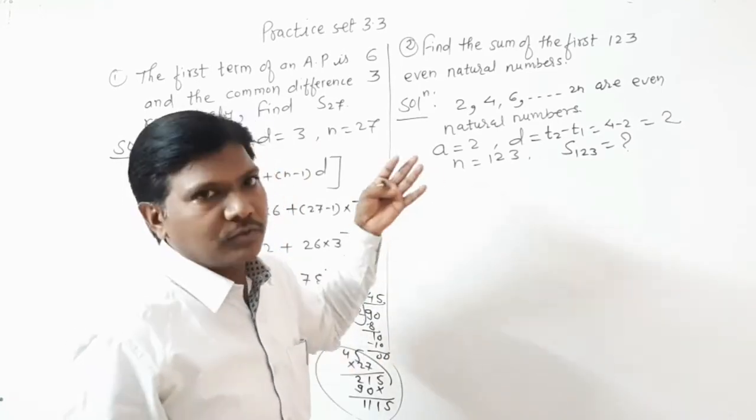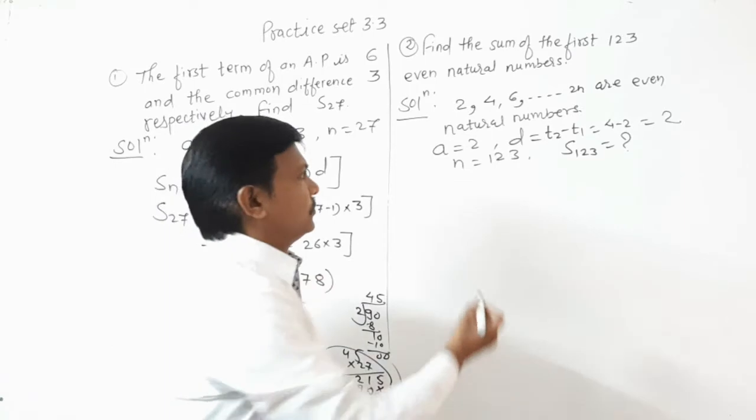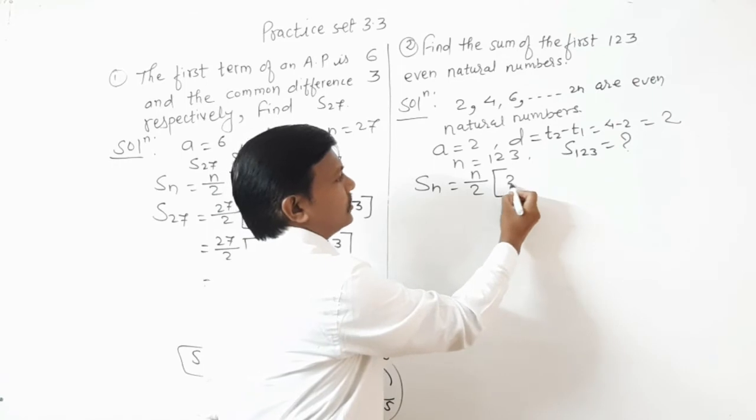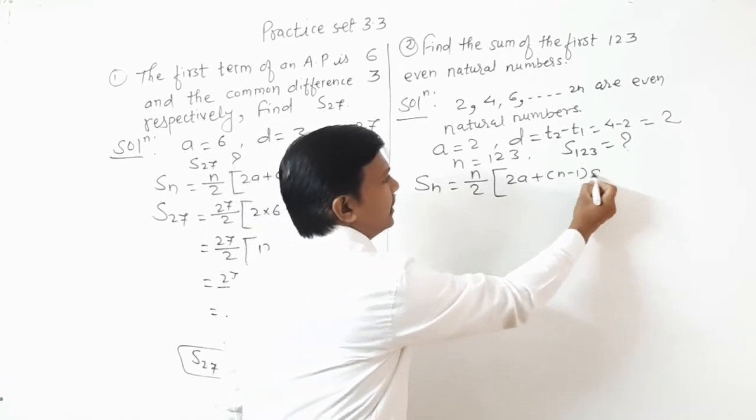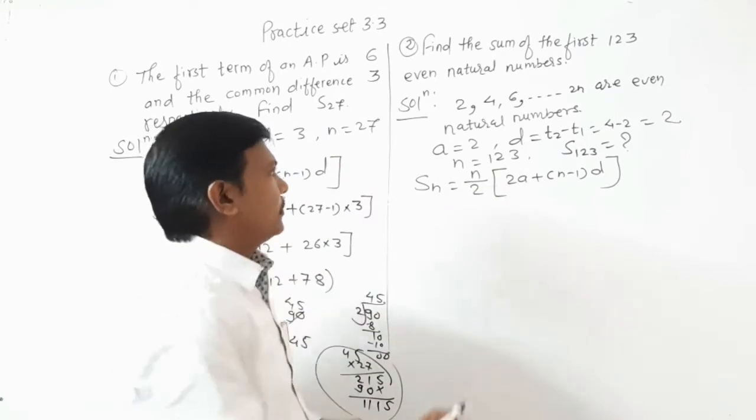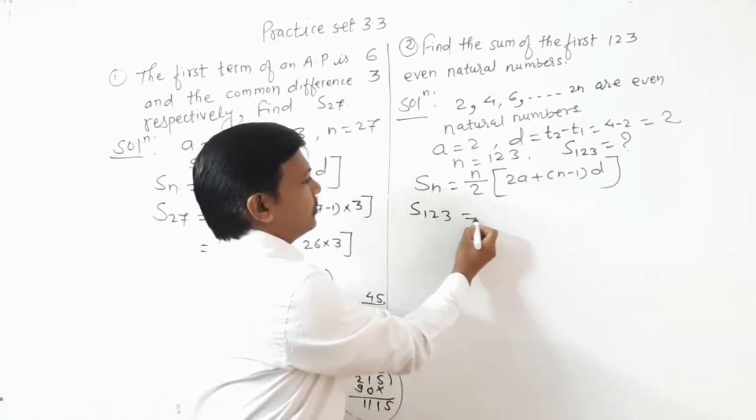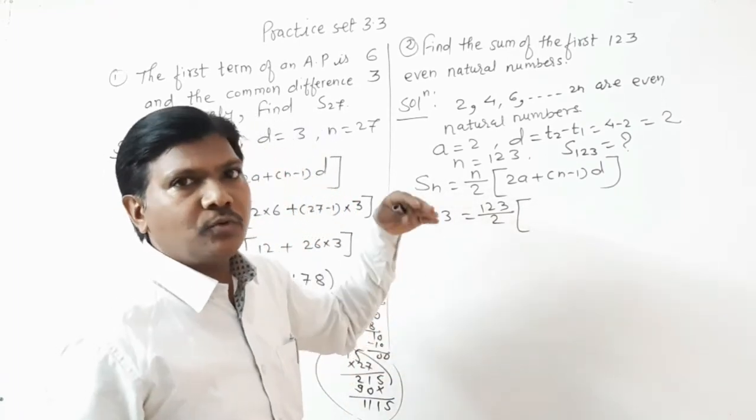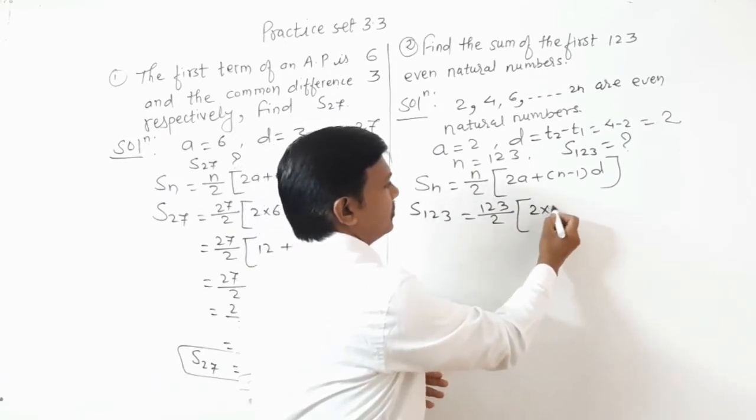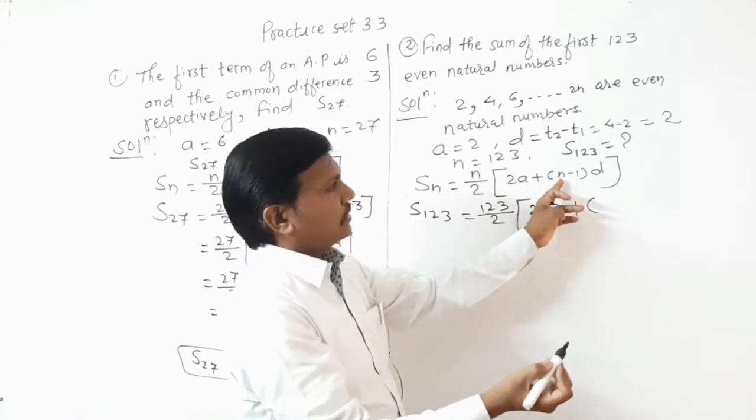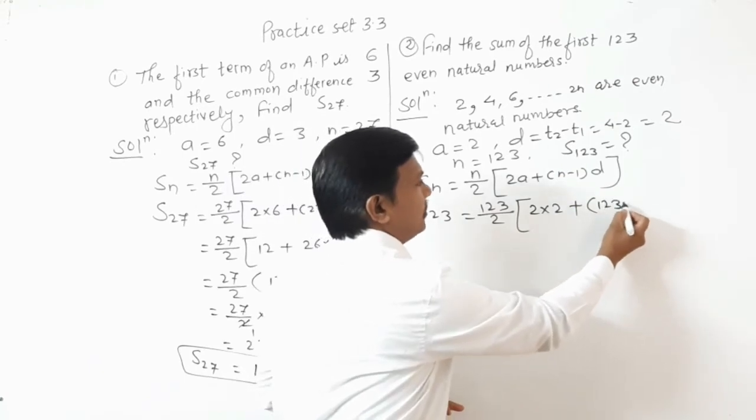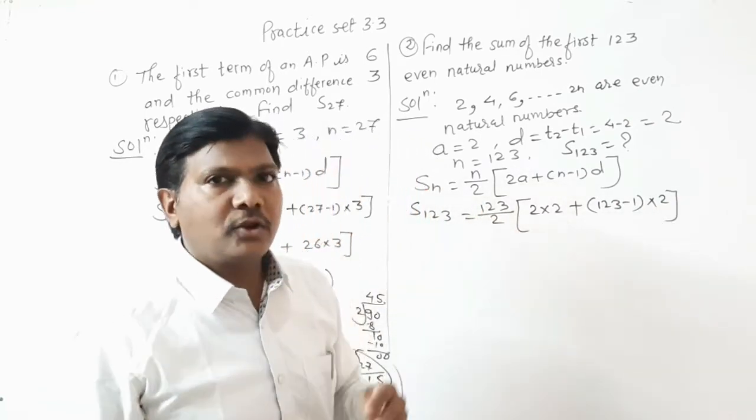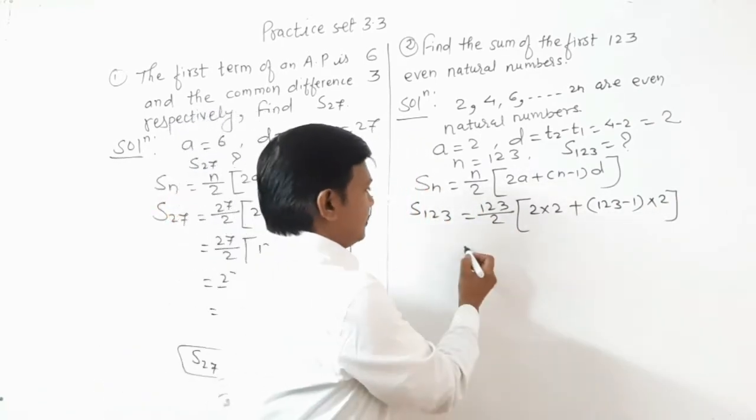So again write the formula and then put these values. So Sn equal to n upon 2 in bracket 2a plus n minus 1 into d. n is 123. So S123 equal to 123 upon 2. Then 2a means 2 into our first term, 2 into 2. Then 123, that is the n. So 123 minus 1 into d, that is 2.